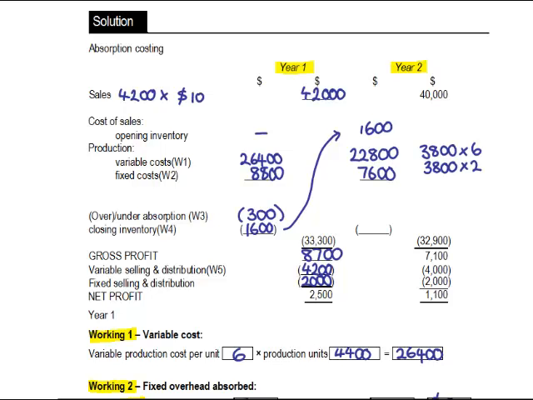Next is the over or under absorption. So the actual overhead is 8.5, same as before. Compare that with what we've absorbed, and this time we've got a difference of 900. Now that 900 is actually under absorption because we haven't absorbed as much as what's been incurred. So this time we are going to add that to the cost of goods sold and therefore take it from our profit.